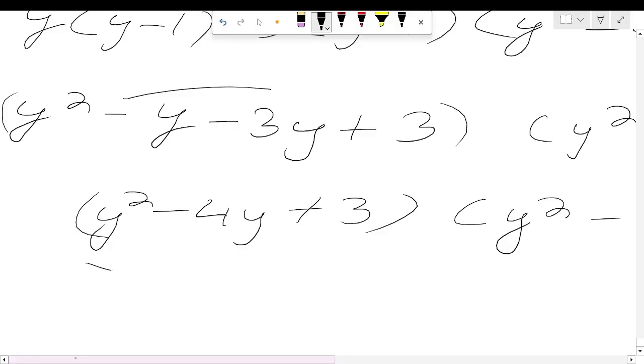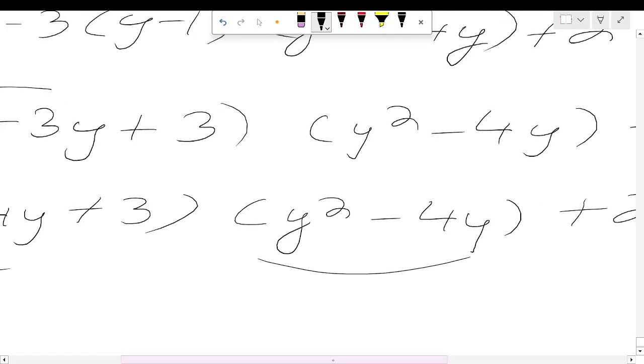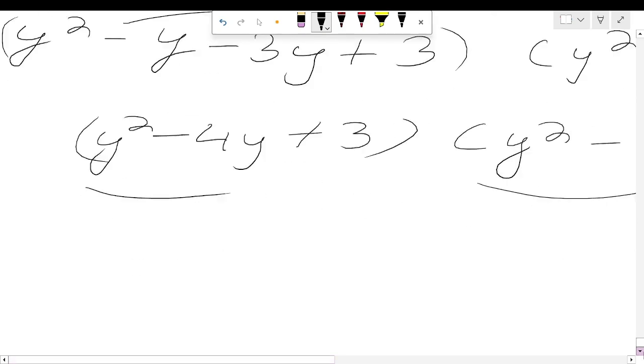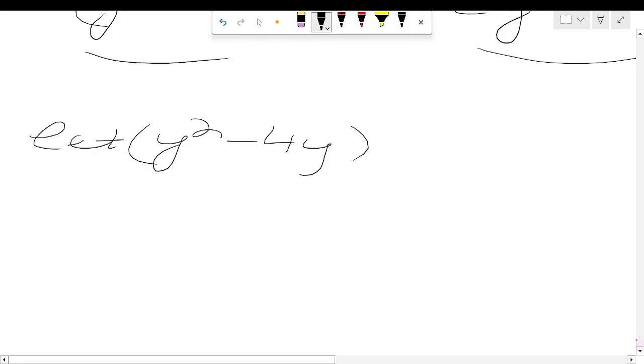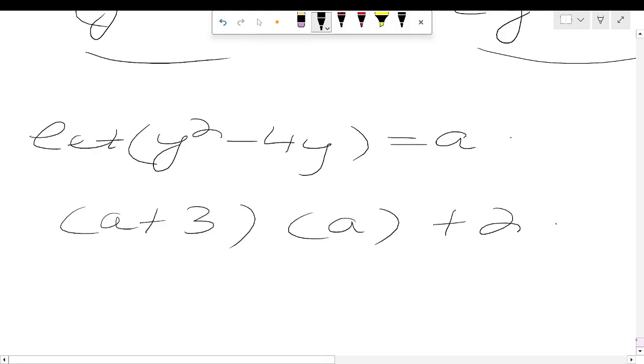Now look, what common thing do we have right here? We have y square minus 4y and we have y square minus 4y. So let us consider this as a. I'll just write here that let y square minus 4y be equal to a. So I'll just remove the y square minus 4y, and I can easily write a plus 3 instead of this value, and I can write a, and then we have 2. So these two will be multiplied, which results in a square plus 3a plus 2.